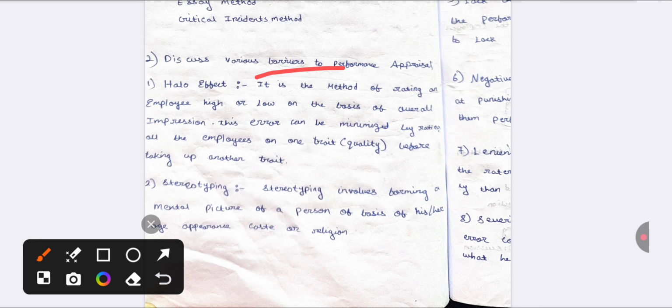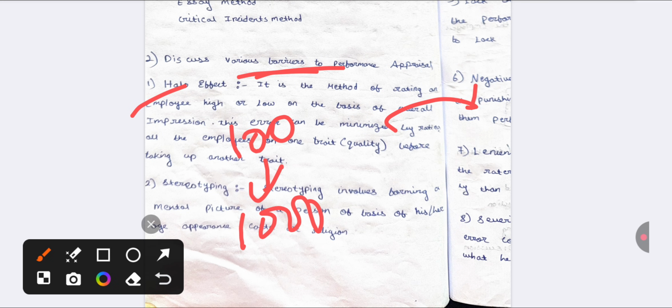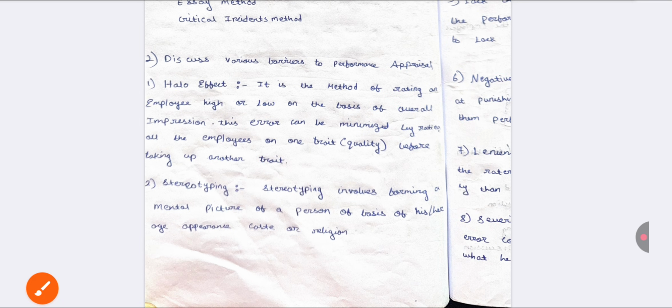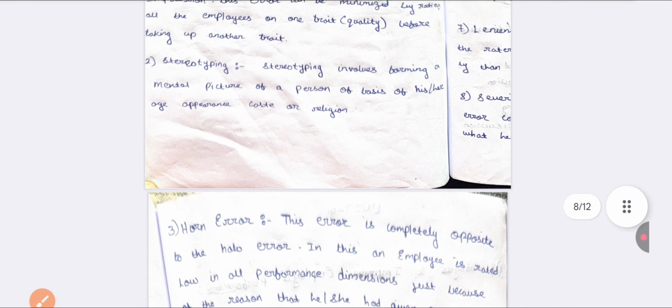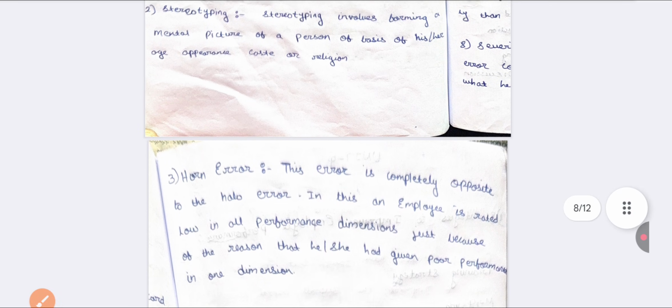What are the different barriers, like advantages and disadvantages? First one, halo effect. Halo effect is about the overall quality of the employee, whether employees are high or low in number. For example, there are 100 employees producing 1000 products. In the second company, 50 employees are producing 1500 products. So the halo effect means the number of employees is not important, whether high or low, but whether quality is there or not, that is important. Next is stereotyping. Stereotyping is the mental picture of a person, based on appearance, caste and religion.